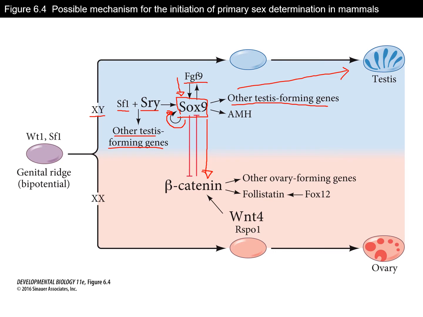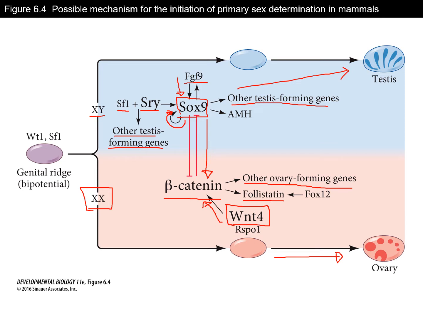Now, if there is no SRY present and we are an XX, a female, then there's no SRY to repress beta-catenin, and WNT4, another gene that is involved early in development, and you'll see throughout this quarter, is kind of prominent in development, that increases and interacts with beta-catenin to express ovary forming genes, as well as genes like follistatin, important in the development of follicles, and we get the generation or creation of ovaries.